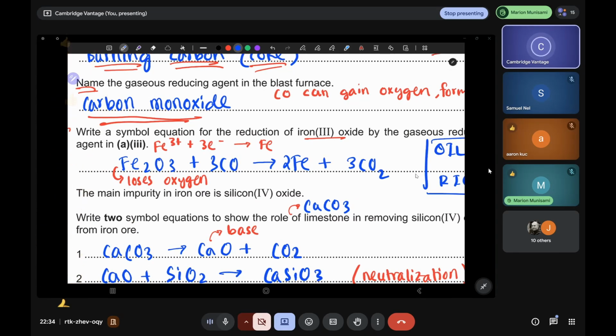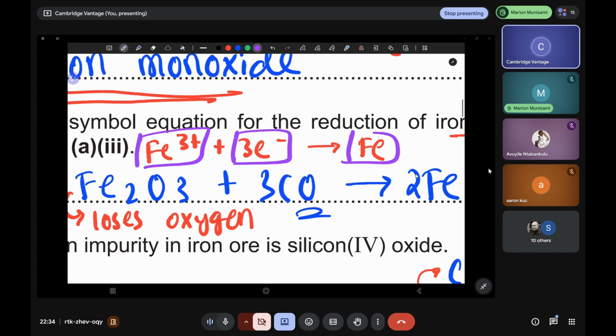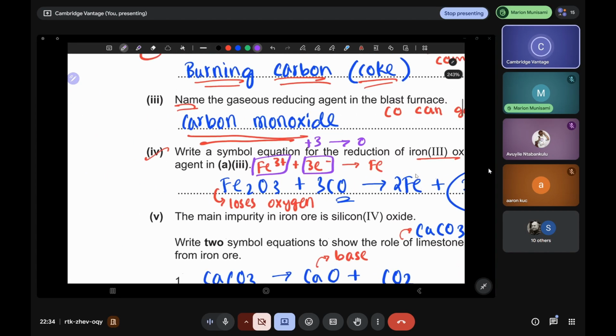Iron loses oxygen, so it's reduced. The carbon monoxide ends up gaining oxygen and turns into carbon dioxide. So that is why it's oxidized. And there is another way of expressing oxidation and reduction. It's using oxidation numbers. So the iron went from Fe3+, gained 3 electrons to form Fe atom. The oxidation number went from plus 3 to 0. Since the oxidation number decreased, that is another way of saying the iron got reduced.